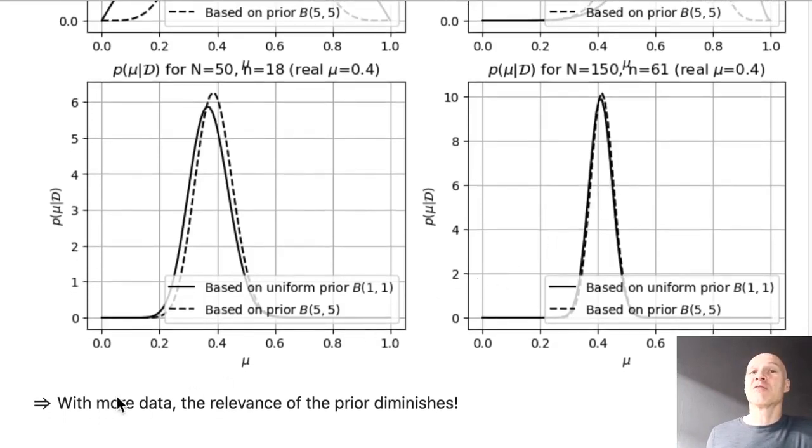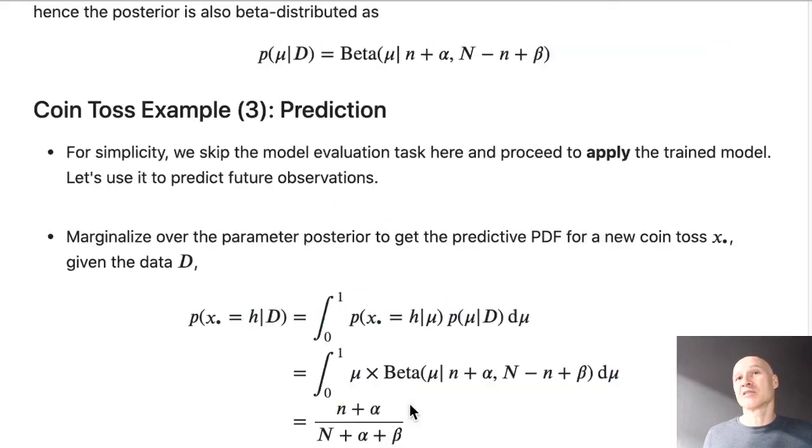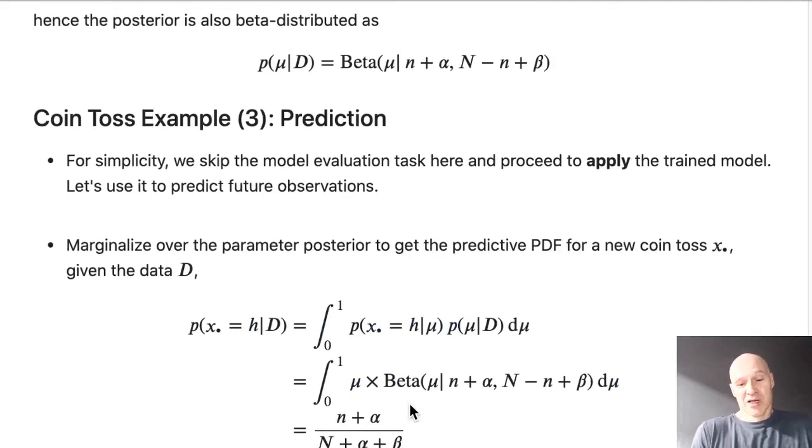Most importantly, with more data, the relevance of the prior diminishes. In other words, if you have very little data, then what you know about your coin is mostly determined by the prior. This is the most important thing about Bayesian machine learning. In the first part, we sketched the general framework, and in the second part, we instantiated it for a particular application. You make your choices for your prior and your likelihood. From there on, it's all just computation.